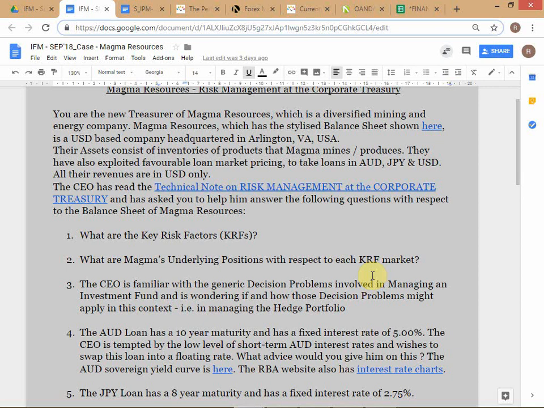This is how you have to proceed with the analysis of a balance sheet. When you're working for a corporate treasury and you're trying to do risk management, first you have to analyze the balance sheet. Even for a bank trading book, speculative trading book, it's the same analysis. You still have to look at what the key risk factors are. You have to be clear about what the underlying positions are for each KRF market, and then you have to look at the decision problems. That's a little bit more theoretical, the third part, but we'll see about that. So let's go to this technical note on risk management.